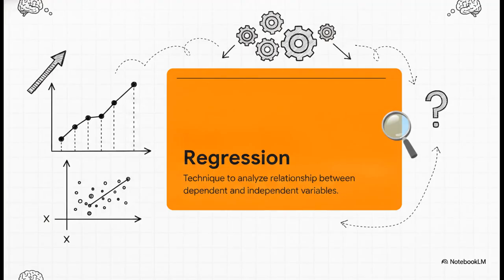So what actually is regression? Well, it's basically our primary statistical tool for analyzing the relationship between an outcome we really want to predict, say a house's price, and the independent variables that we think influence it, like square footage. Our main goal here is to uncover causal relationships. We want to understand exactly how tweaking one thing impacts another.